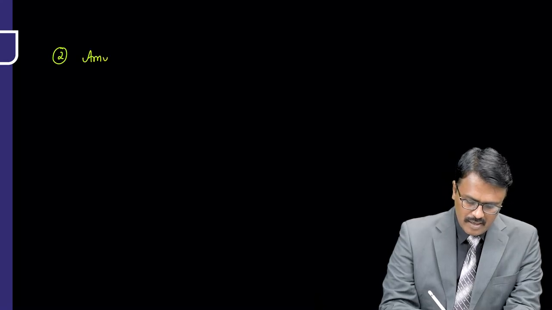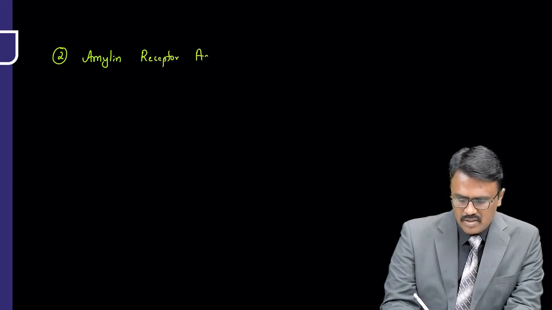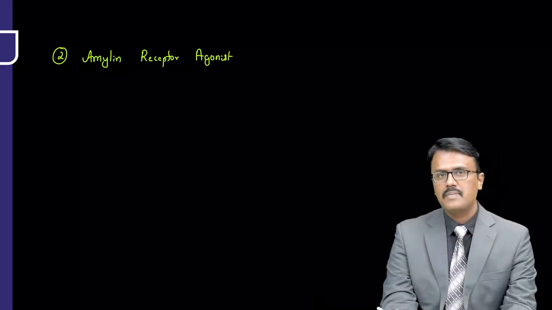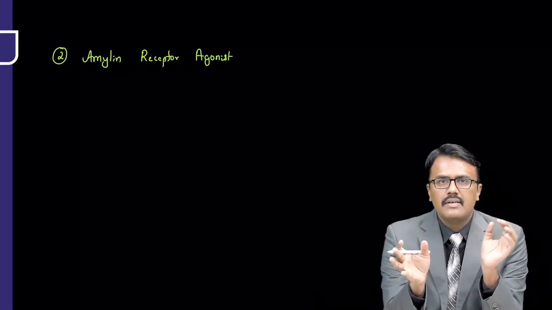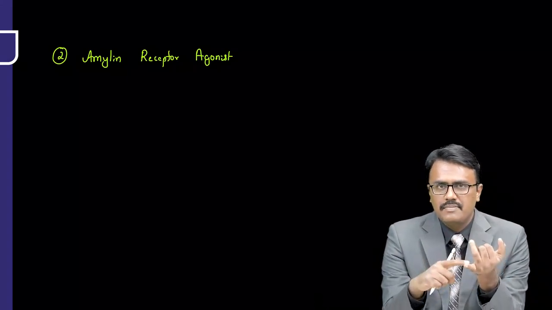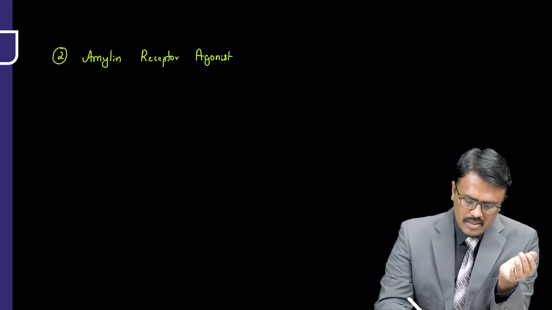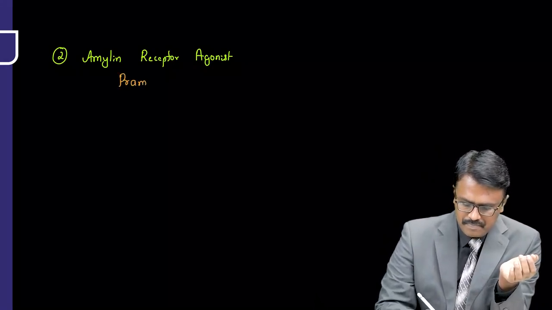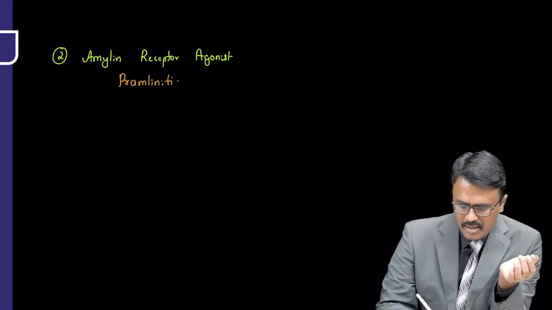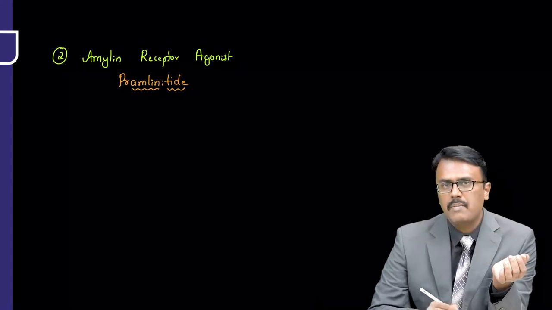Once we understood the insulin concept, let us understand the second one. The second target is called amylin receptor agonist. Again, I will clarify this: amylin and insulin come together. Now, what is the role of amylin? It stimulates satiety, it decreases glucagon, and it slows gastric emptying. The drug is called pramlintide. The name itself: amylin for amylin, and tide means it's a peptide.